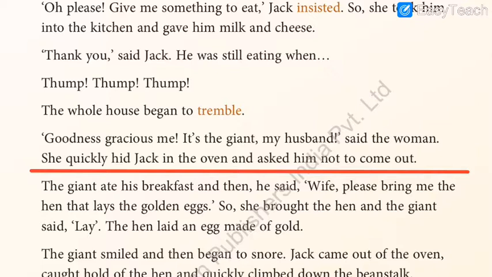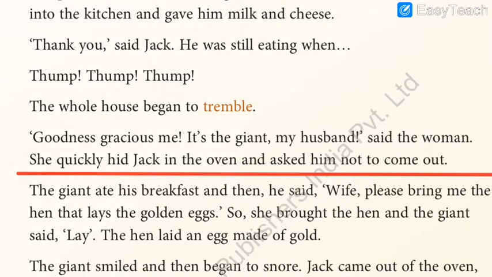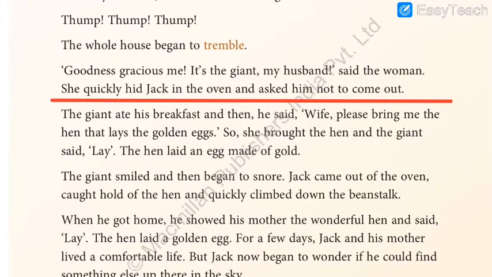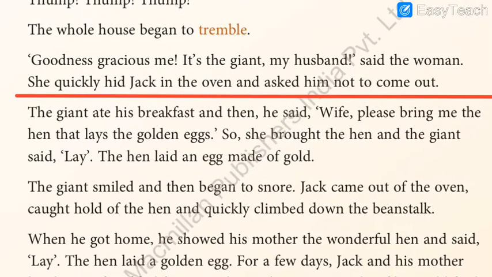So this happened. Now the giant's wife, who was serving Jack the breakfast, hid Jack in the big oven of their house. So Jack was now hiding in the oven, and moreover the tall lady said, "Don't come out, Jack, until I ask you to come out, because my husband will eat you." Now let's see what happened in the story.